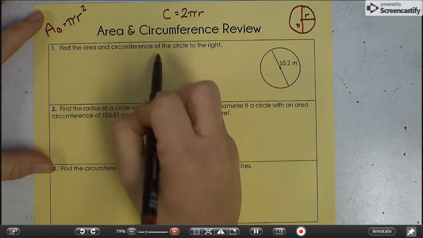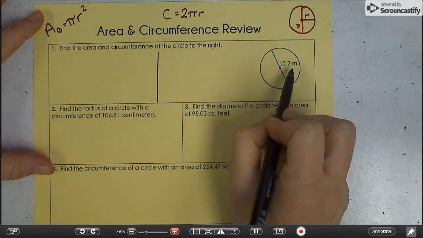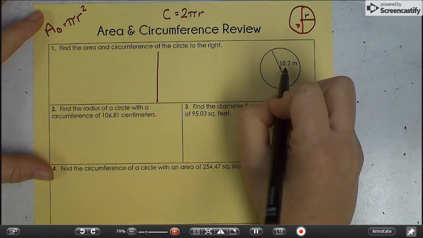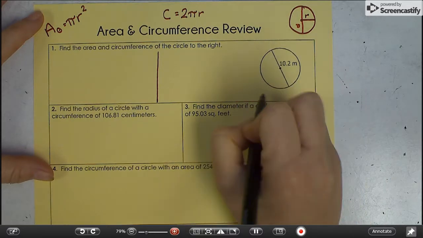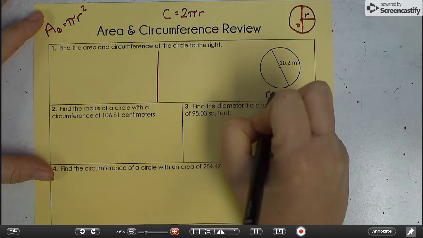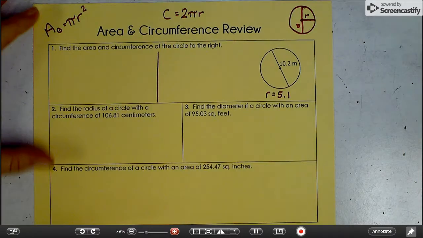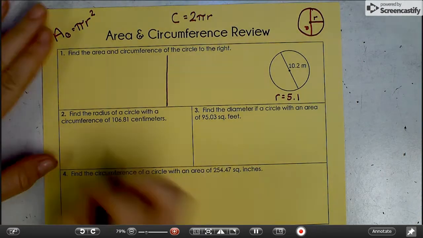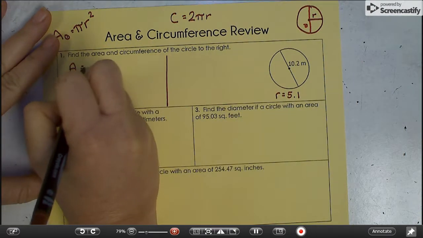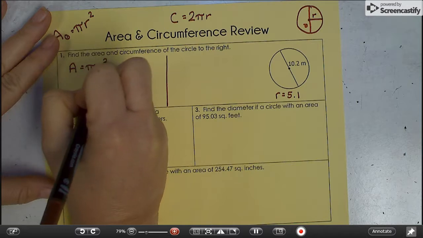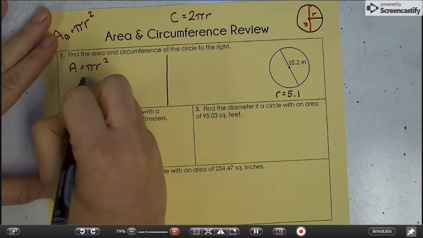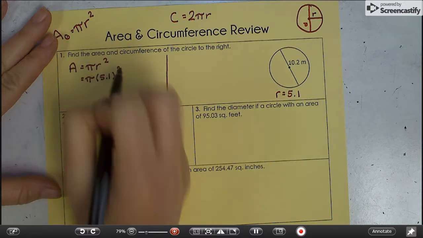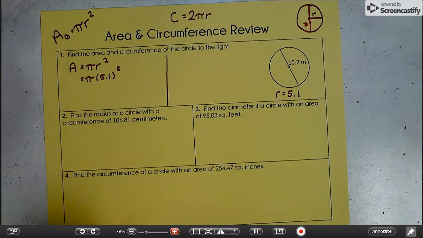So in the most basic form, we want to find the area and circumference of this circle. The 10.2 is the diameter. It's the entire way across. So the radius is half of that, so 5.1. So this is the number we're going to use, not 10.2. So the area is pi r squared, and all we're going to do is substitute 5.1 for the radius.